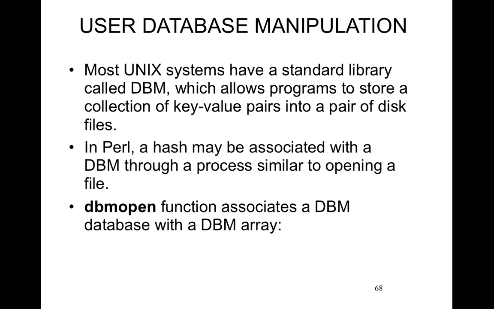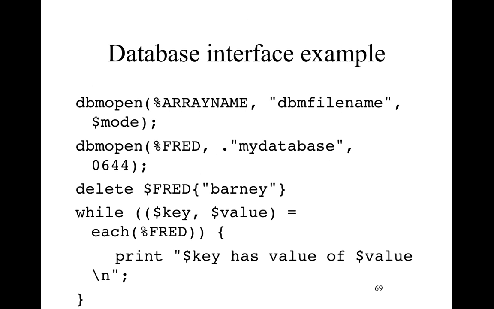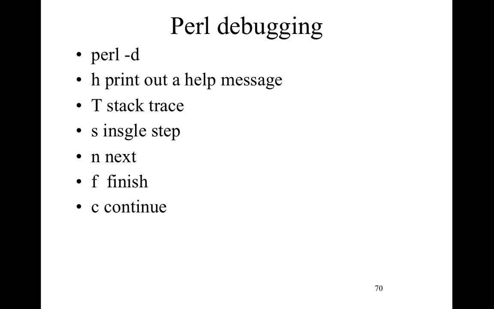So we have a dbmopen function, which associates a DBM database with a hash. Open it and create a hash out of it. Here's an example: dbmopen, my hash, with this name, and this mode. What's the mode? It's the same mode we get with file systems and chmod: read, write, execute. Do it for the user, do it for the group, do it for others. Or, let's say, delete this key out of it, and then write it back out at the end. So open up a database, change a key, write a key. Don't confuse it with a regular database, though. It's more of a dictionary database.